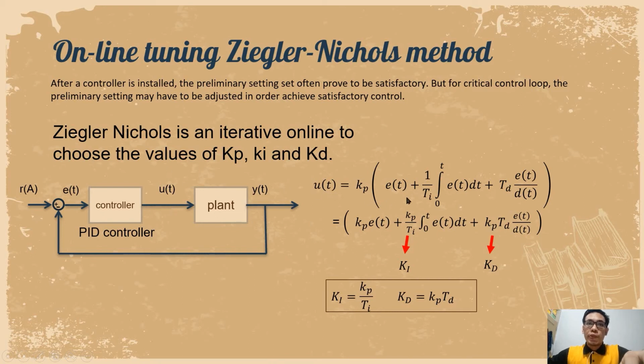Here we have a proportional, integral, and derivative term. From the integral and derivative terms, we get the values of Ki and Kd. In summary, Ki equals Kp over Ti, and Kd equals Kp times Td.